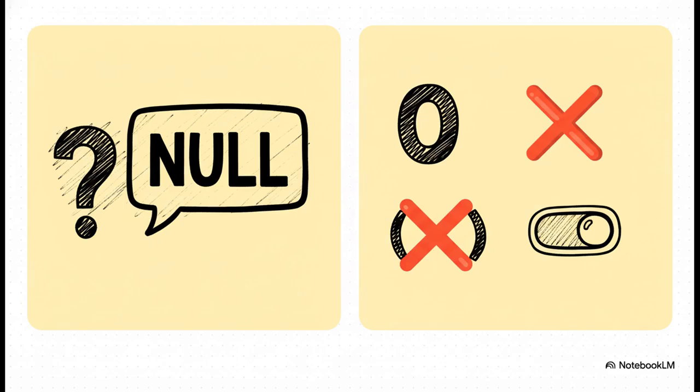Now, this is probably the biggest hurdle for anyone starting out, so let's be super clear. Null is not the number 0. 0 is a very specific known value. And it's not an empty piece of text because an empty string is also a known value. It just happens to be empty. No, null is its own thing entirely, a unique state that means completely unknown.